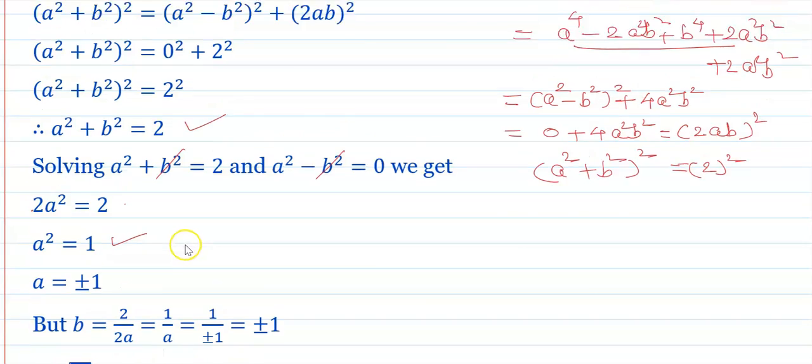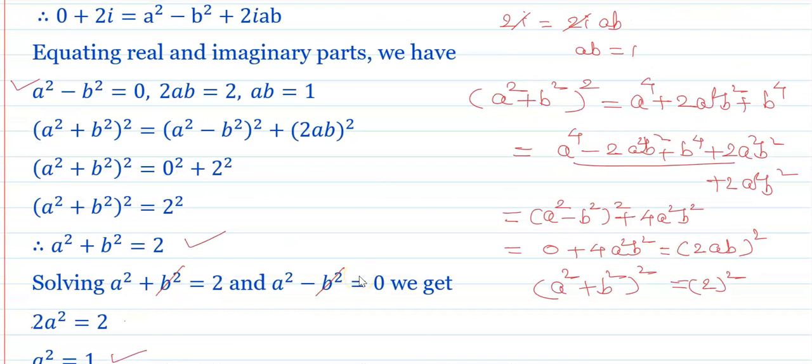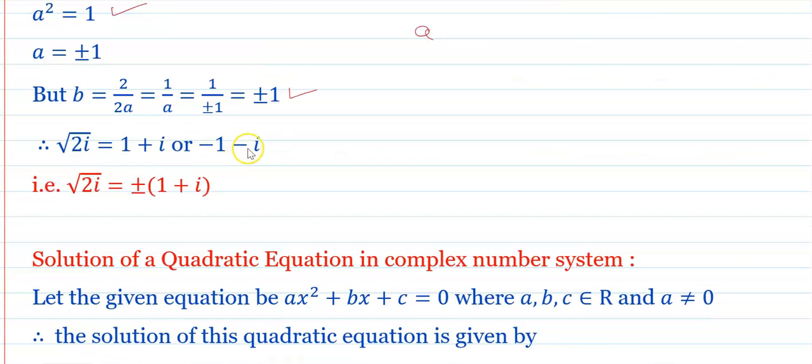Now, what is the value of b? First, 2ab is equals to 2. Therefore, ab is equals to 1. Therefore, b is equals to 1 upon a. Okay. Substitute the value of a. What is a? A is plus or minus 1. Therefore, b is equals to 1 upon plus or minus 1. म्हणजेच काय? B is equals to plus or minus 1.